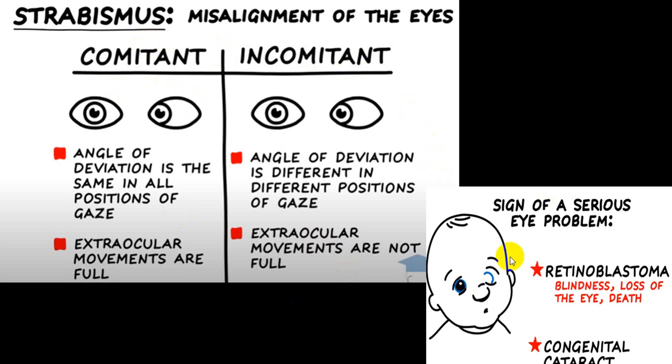And in children, very frequently, retinoblastoma can produce blindness and loss of eye, and the person can even die. And you can have blindness also because of congenital cataract. That can also produce squint.